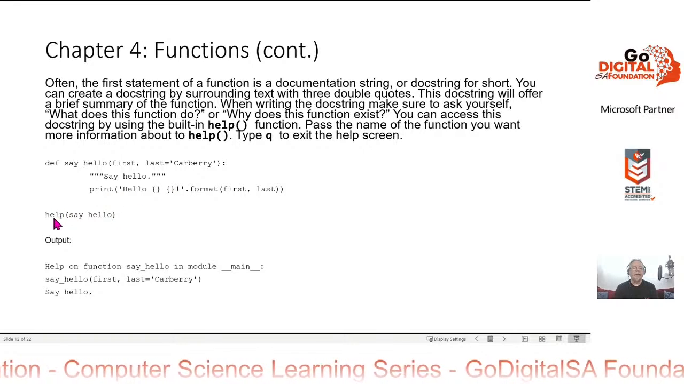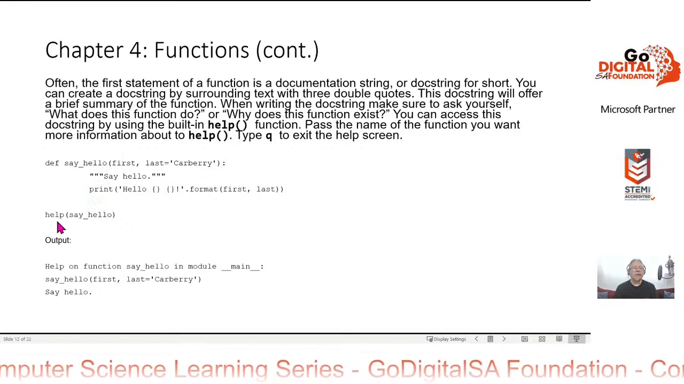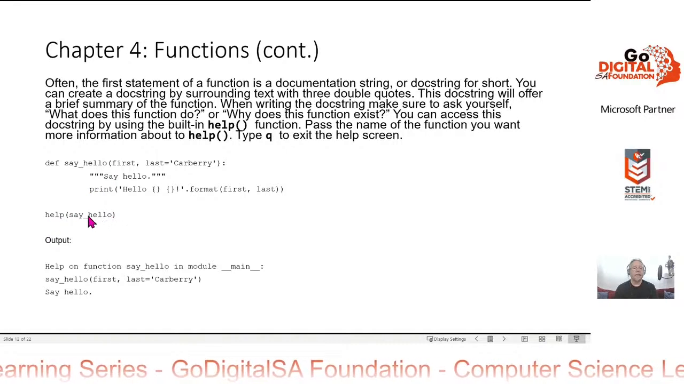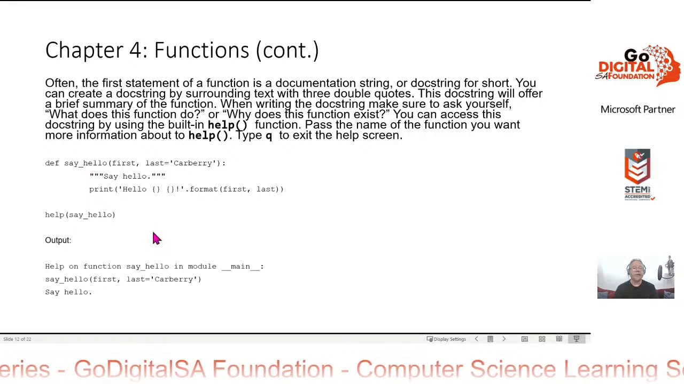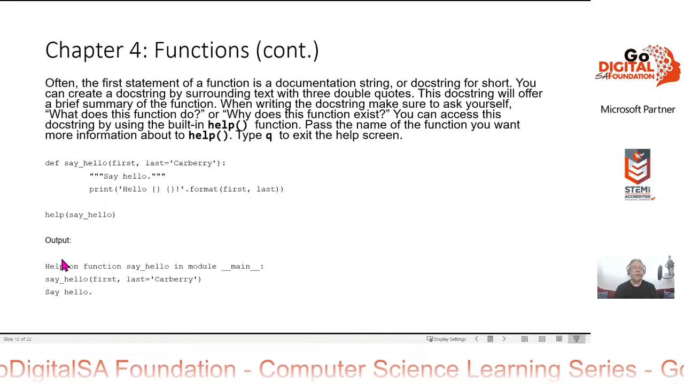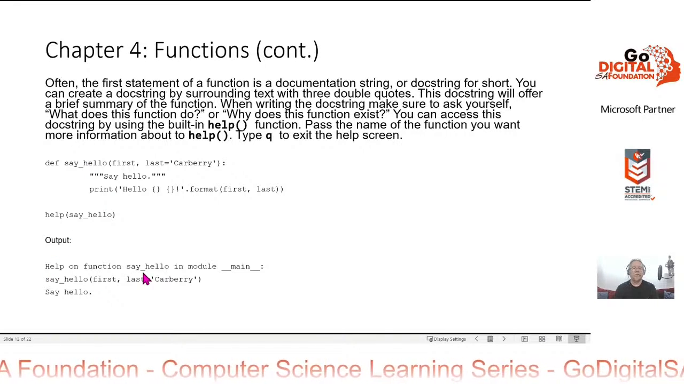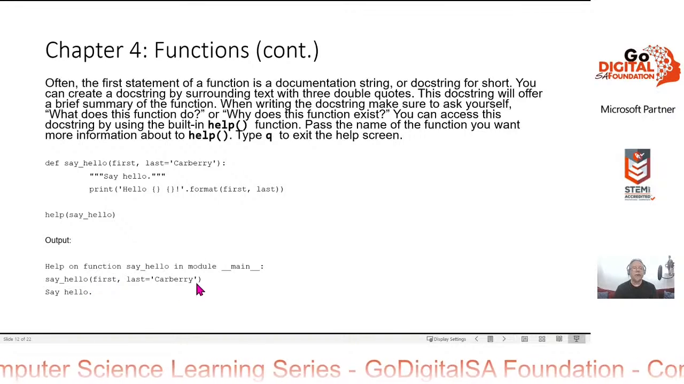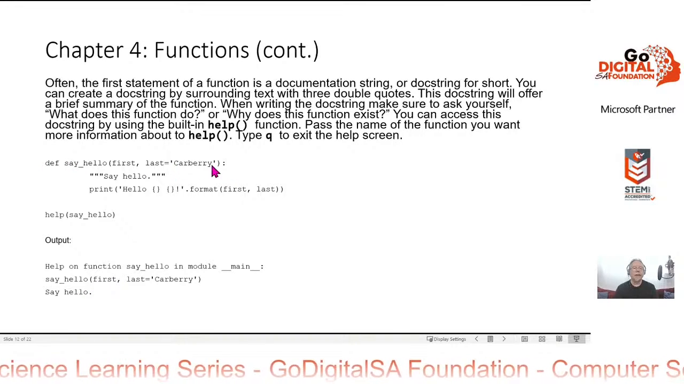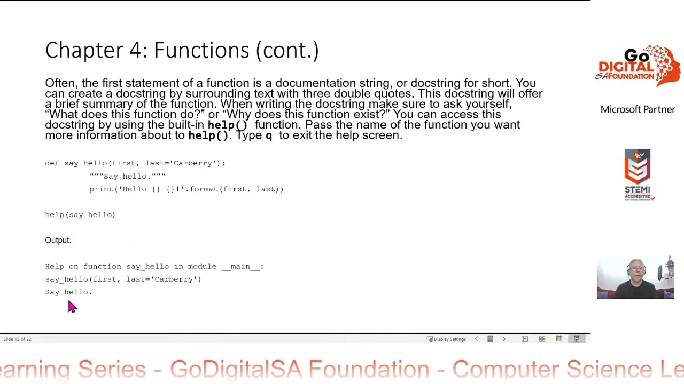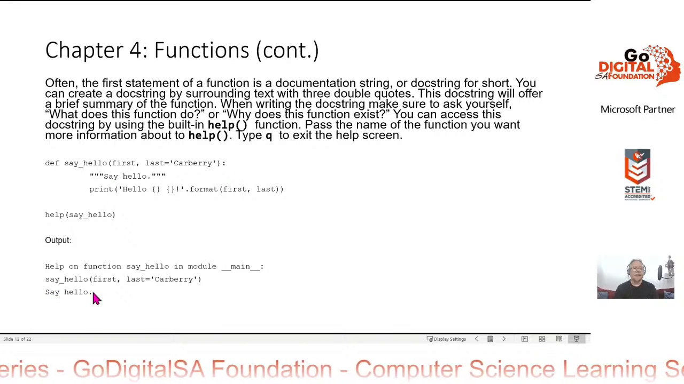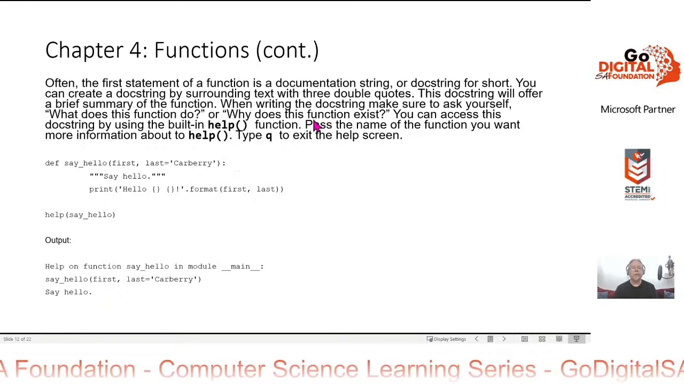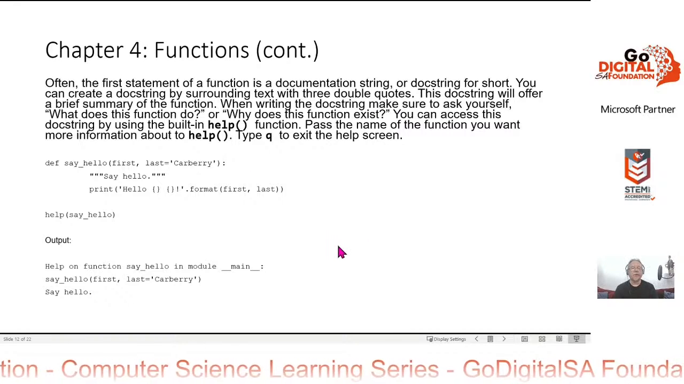So if we want to find out what this function does, we can type help say hello. Say hello is the name of the function. It will then output help on function say hello in module main. Say hello, first, last equals Carberry. So it shows you how the function is defined, and then it displays the docstring. So it will say hello. So you use the docstring to document all your functions.